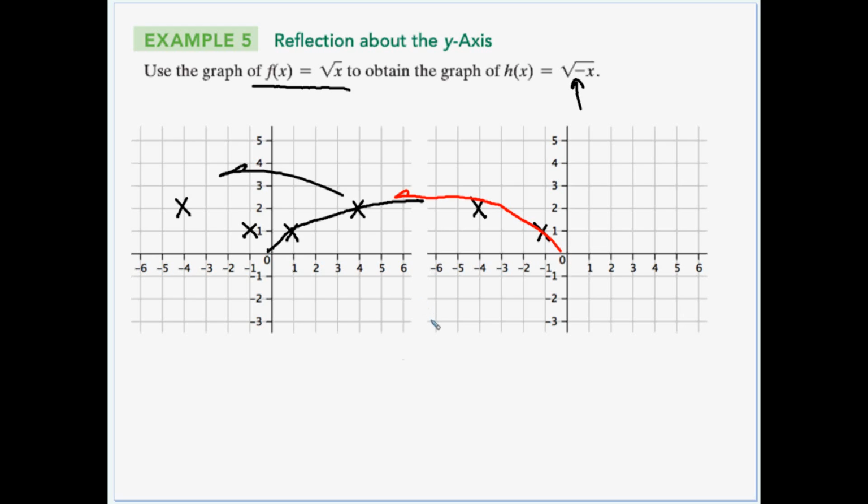And you could always check a few by substituting. Here, if I put negative 4 into this function, I would have the root of negative 4. And those signs would turn positive, and that would be a value of 2. And that would be that point.